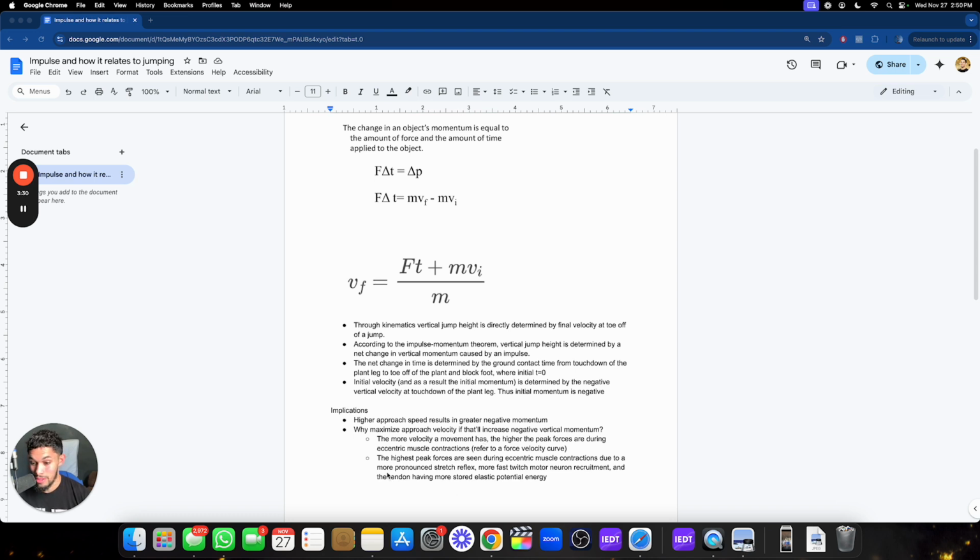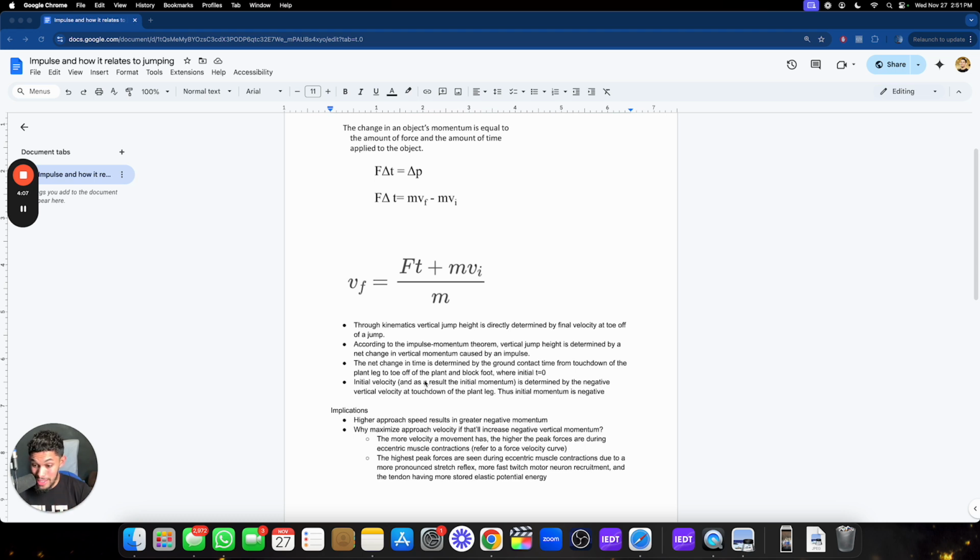This is due to a more pronounced stretch reflex, inhibition of the Golgi tendon organ, more fast twitch motor neuron recruitment, and the tendon having more stored elastic potential energy because you're stretching it. Higher eccentric forces stretch the tendon. Eccentric is a lengthening motion under tension. And then the bigger that stretch, the bigger the subsequent release in energy, because the musculotendinous unit, that's your muscle and tendon, is elastic. And elasticity is a material's ability to return to its normal length after being stretched.